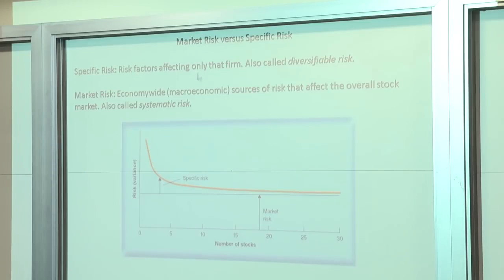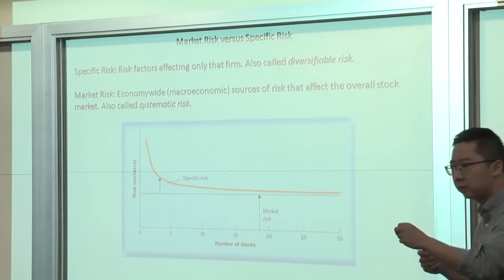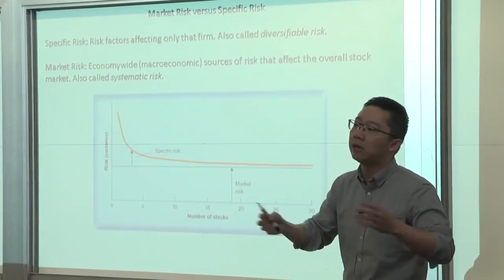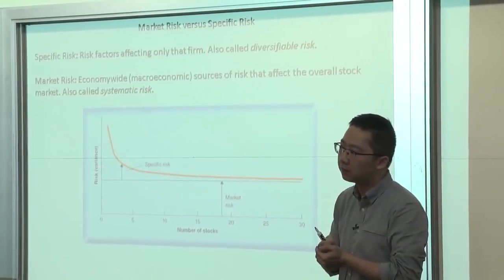Then let's differentiate market risk and specific risk. Only the risk contribution of one specific asset to the portfolio should be counted. What do we call that? We call that specific risk and market risk. Specific risk is the risk that's peculiar to this firm and not related to the economy or other firms.